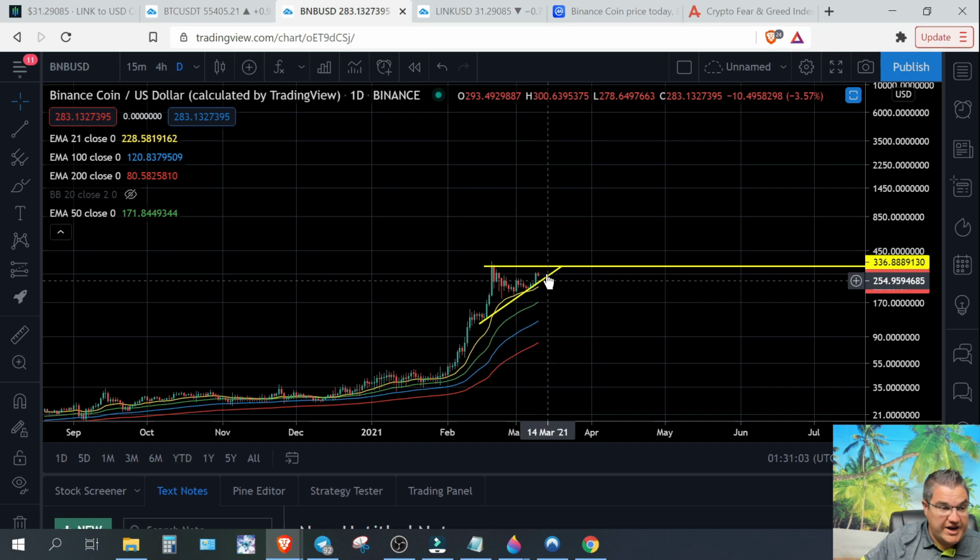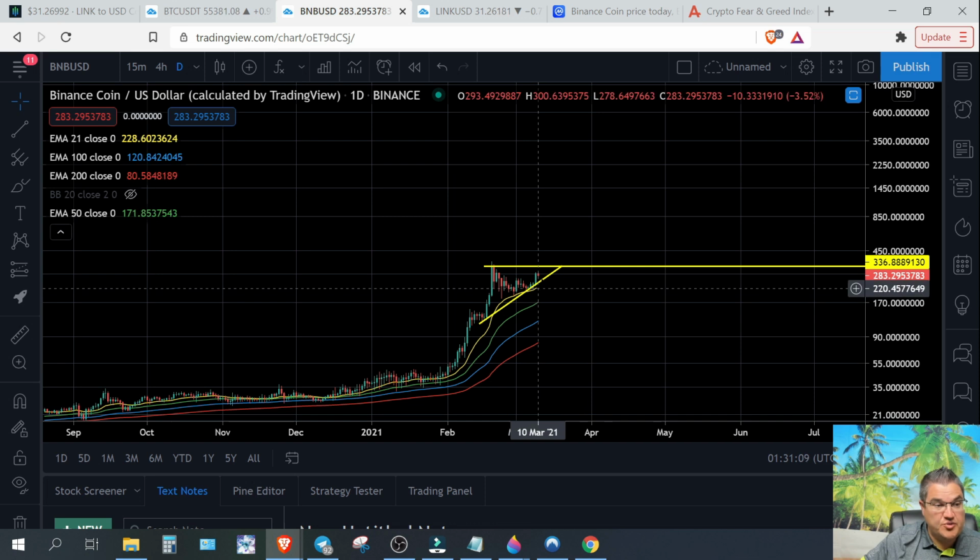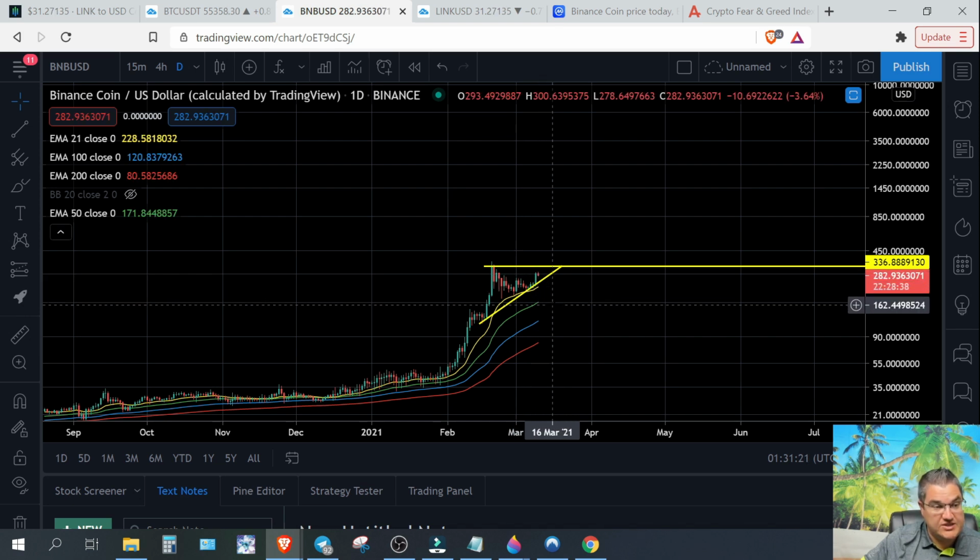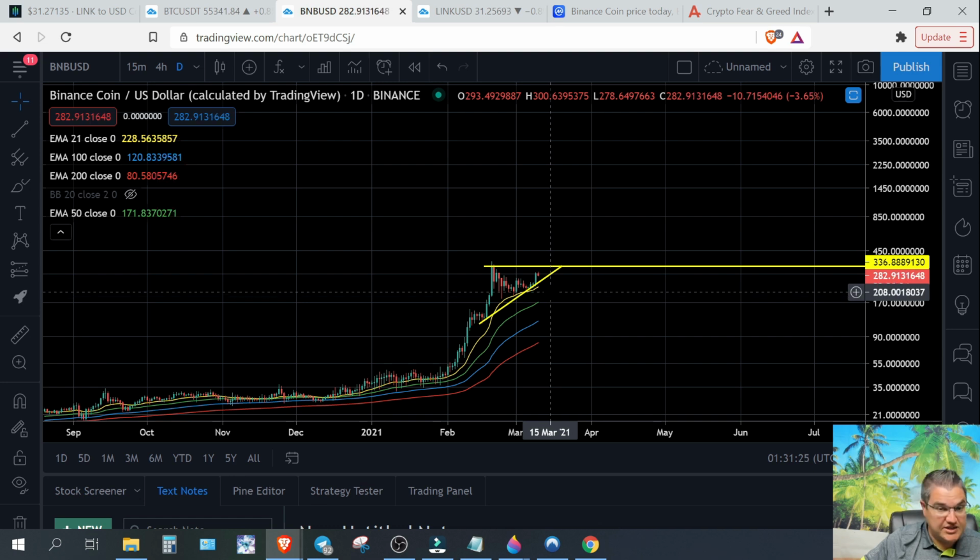If you already have Binance Coin, perhaps you could set a stop loss somewhere down in here under your 21-day moving average. Nothing is financial advice, of course, but this is what I would be doing if I was in Binance Coin and I wanted to protect my profits from the downside. Anything roughly this area, you can see on the cursor on the right, $200 area. If we break that, things could be looking rough.